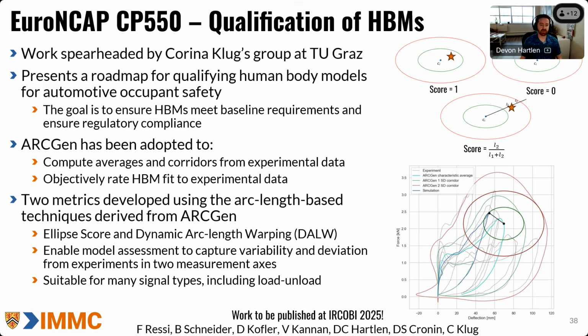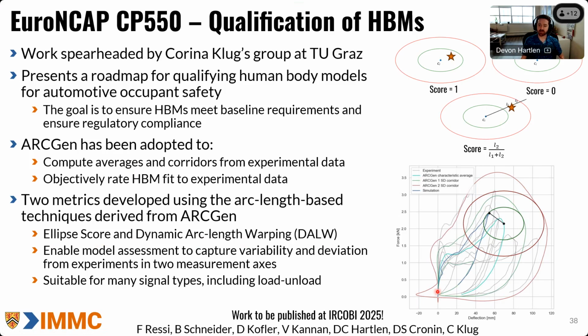And this is work that's really spearheaded by Felix Rezi and Bernd Schneider at TU Graz: two metrics that use arc length-based techniques derived from ARCGen. These techniques are called the ellipse score and dynamic arc length warping. I don't have a whole lot of time to get into exactly how they work, and I don't want to take away from the excellent work that Felix and Bernd have done, but in general, these techniques are very similar to the corridor score you would have in Cora or in the ISO 18571 metric.